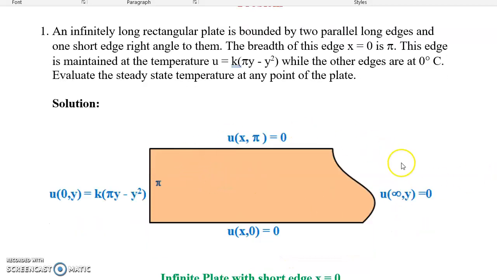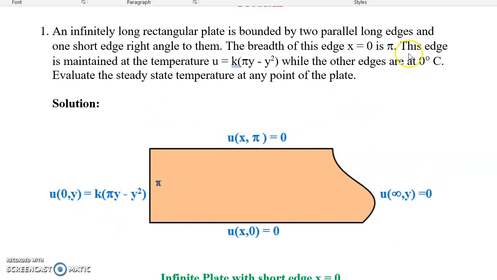There is an infinitely long rectangular plate, and you can see this particular infinite plate is specified by this short edge x equal to 0, because when you have x equal to 0, it will be the y-axis. So this is x equal to 0. This line is the short edge. So the plate will look like this. When you have short edge x equal to 0, it is this particular plate. And we need to fill in the temperatures on all four edges.